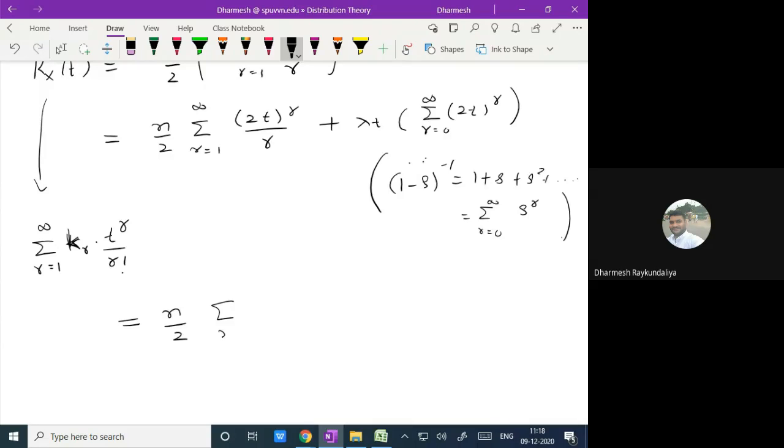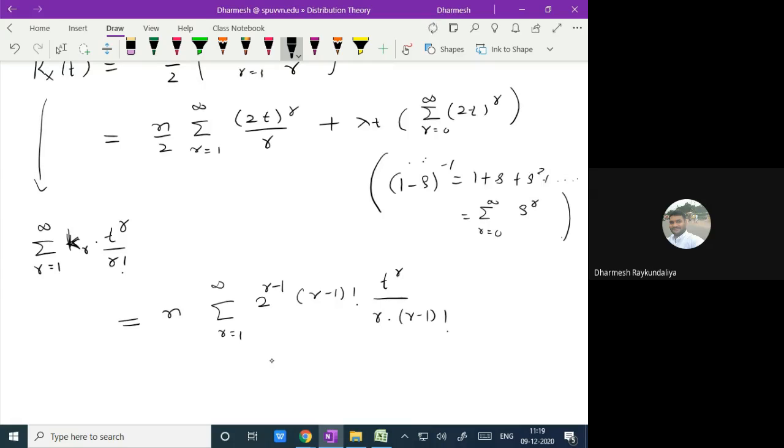Can I write it as r equal to 1 to infinity. This 2 will be cancelled out with this. So this 2 is cancelled out with this, so it is 2 raised to r; in place of that, 2 raised to r minus 1 will come. And if I am multiplying this with the r minus 1 factorial, then t raised to r as it is, so I have to multiply r into r minus 1 factorial. This will cancel out, so as it is 2 raised to r minus 1, 2 raised to r minus 1 into t raised to r upon r.